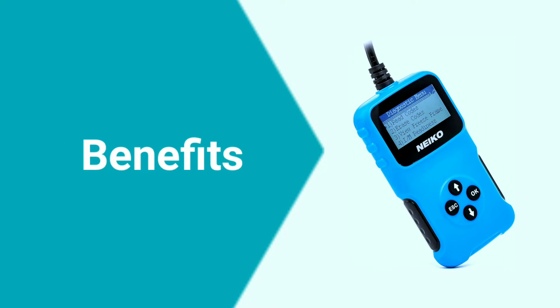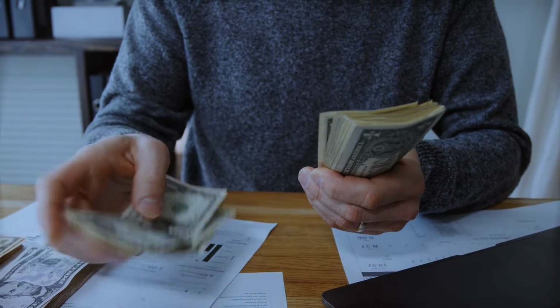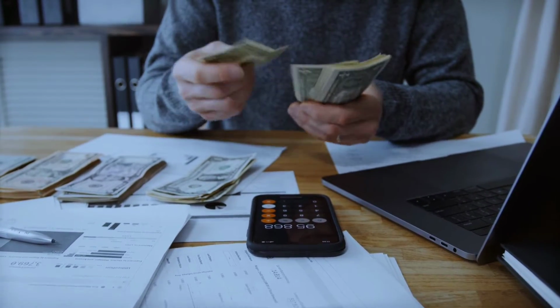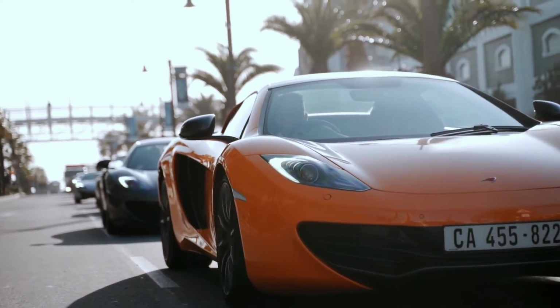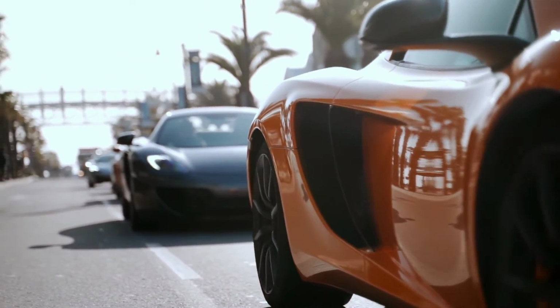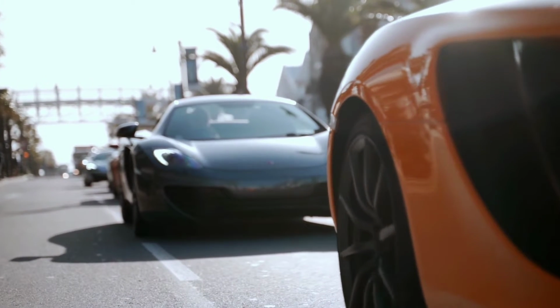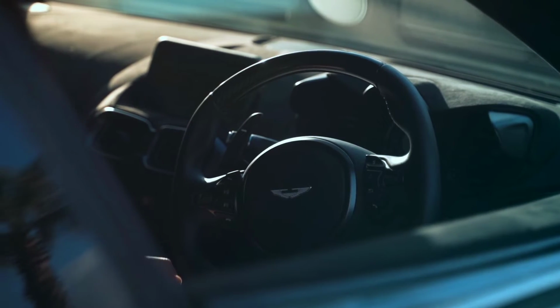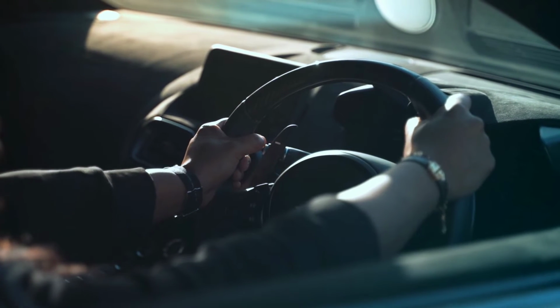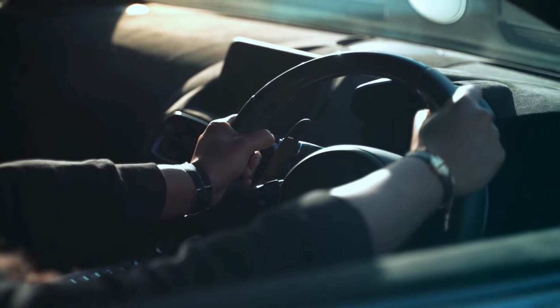Here are some of the benefits of using the NEIKO 40500A, a Car OBD2 scanner. Saves you money by being able to diagnose and fix your car problems yourself. You can save money on mechanic fees. Keeps your car running smoothly by identifying and fixing problems early. You can prevent your car from breaking down. Gives you peace of mind knowing that you can diagnose and fix your car problems yourself, and can give you peace of mind when you're on the road.